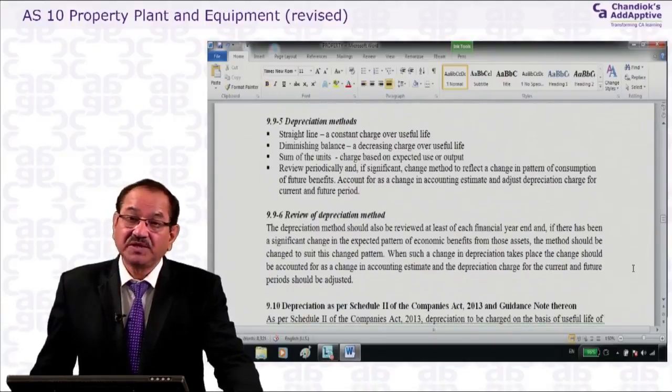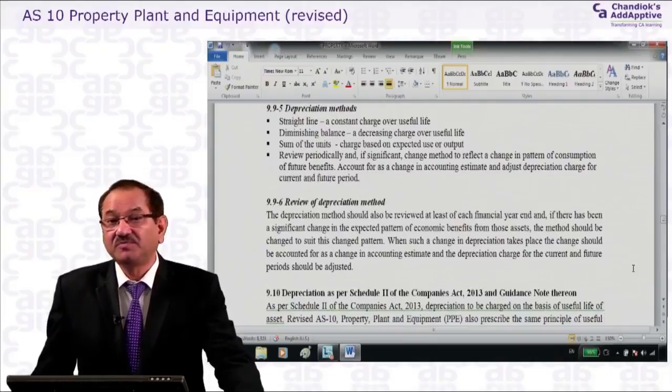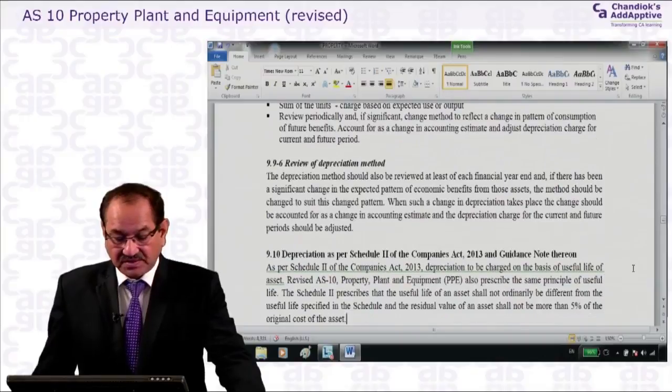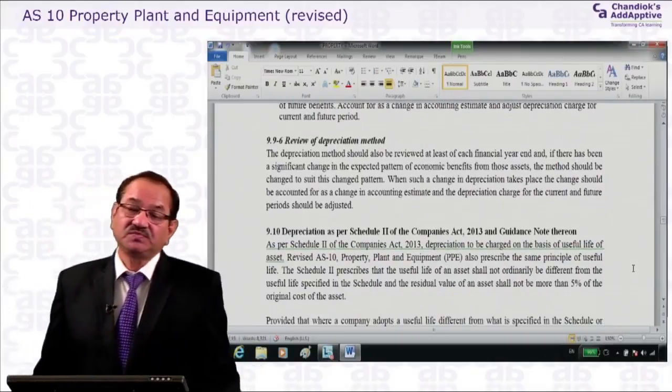You have to review the depreciation methods. Why do you have to review? Because if there is a change in the pattern of future benefit consumption, then you have to review it. Now, dear student, I talked about Schedule 2.